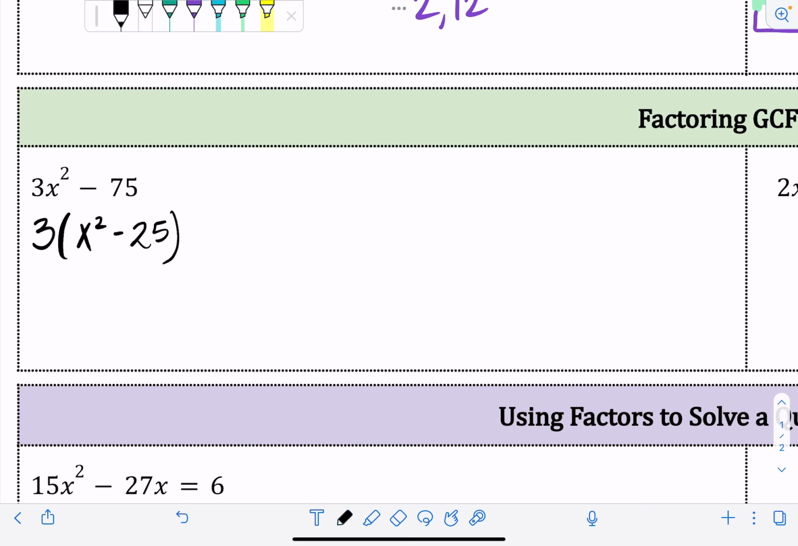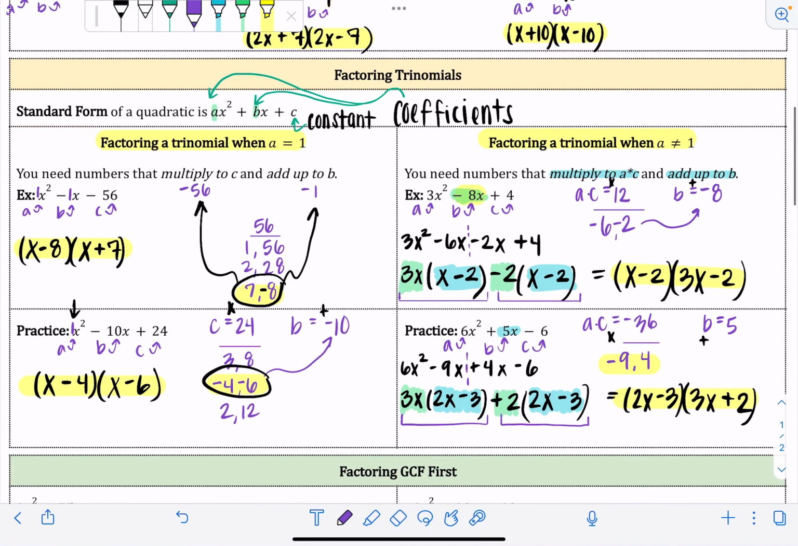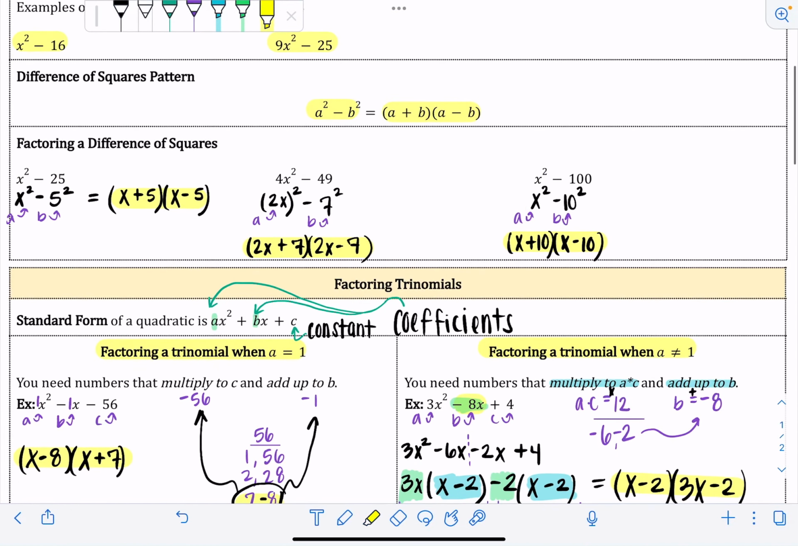Now I have these two terms here. I have two perfect squares that are being subtracted. Remember, 25 is just 5 squared. So now it's going way back up here to our difference of squares section. Okay, and we even have this same thing right here, so we can use that as our guide.